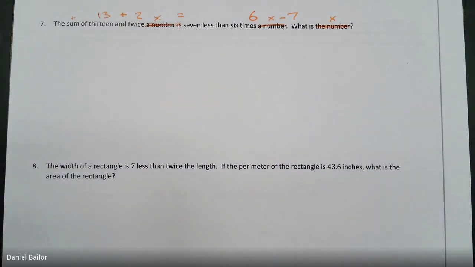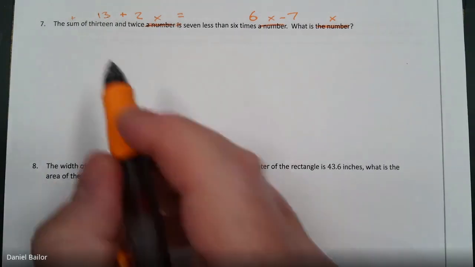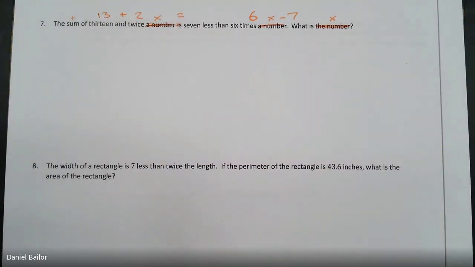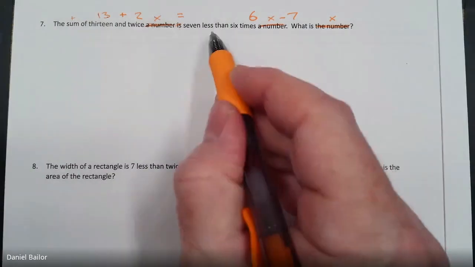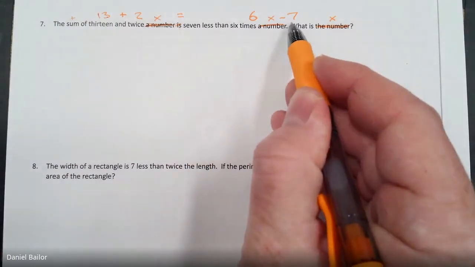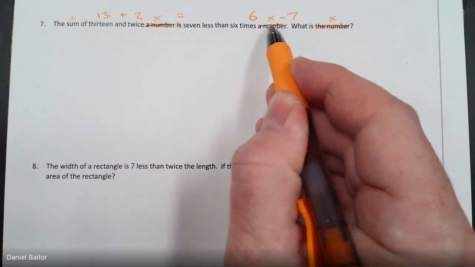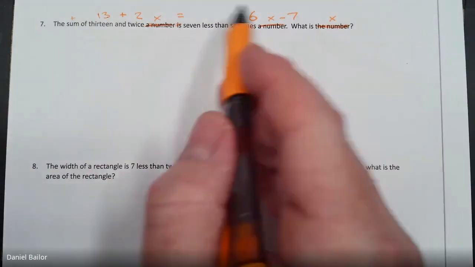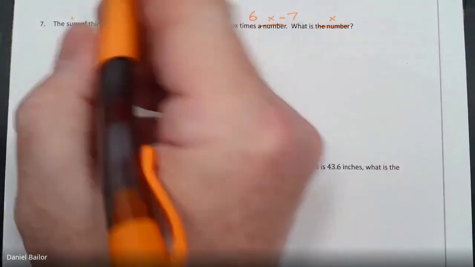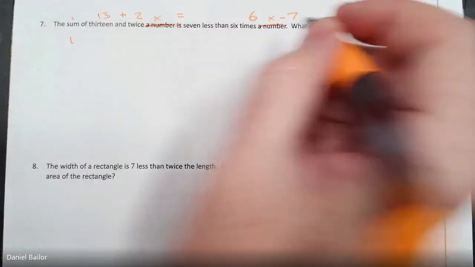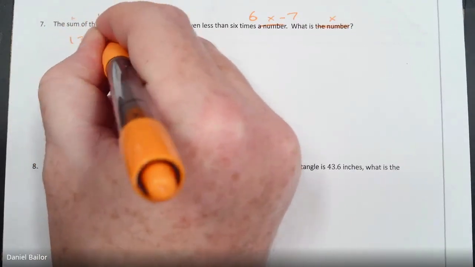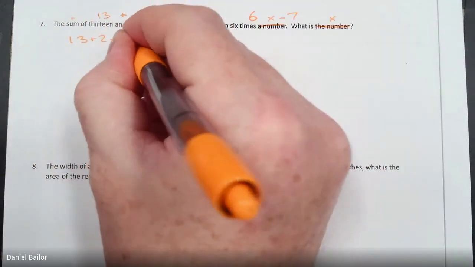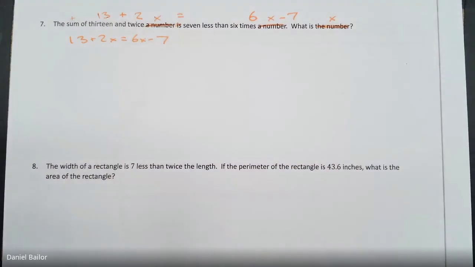Don't just translate straight across. Think about what the words mean. 7 less than means you have to start with this and then go 7 smaller than it. Don't just translate straight across or it's going to mess you up. So translating this into equation form without all the words: 13 plus 2x equals 6x minus 7. That is a linear equation, and we've been practicing for many lessons how to solve this. So let's solve it.